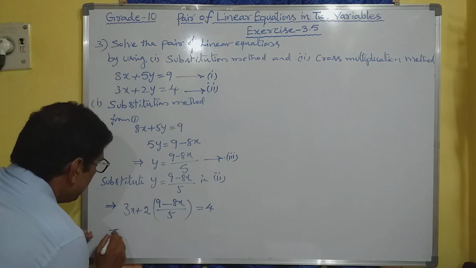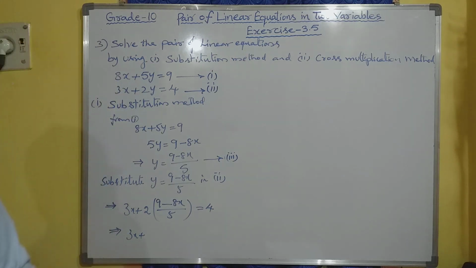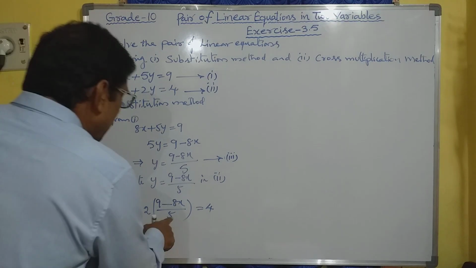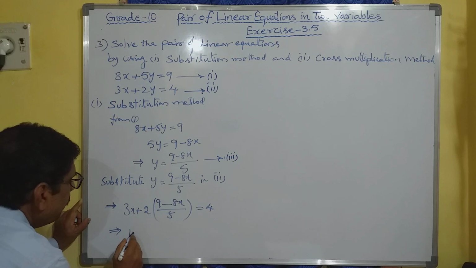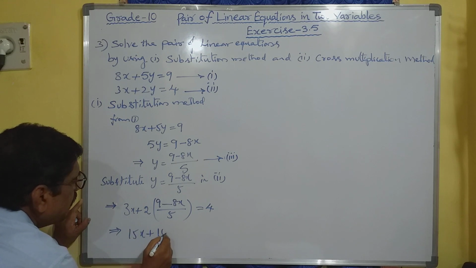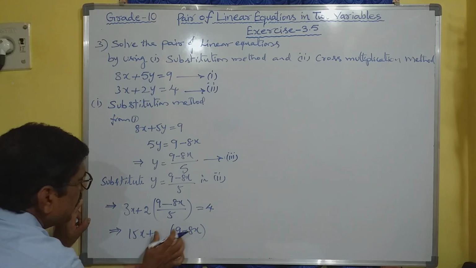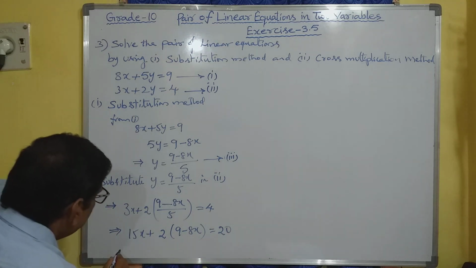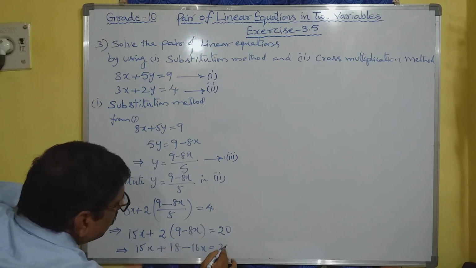Now, this implies 3x plus, so let us multiply with 5, to avoid the denominator 5. 5 times 3 is 15x, 5 into 2 is 10 into (9 minus 8x). Actually here the 5s will be cancelled and here 5 times 4 is 20. Then we get 15x plus 2 into 9 is 18 minus 2 times 8 is 16x is equal to 20.